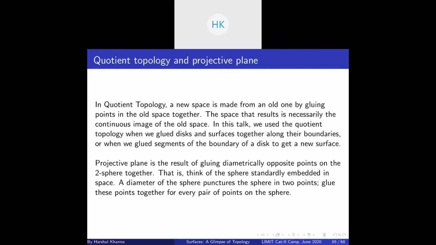Now, in this talk, we have used quotient topology many a times. When we glue disks and surfaces together along their boundaries, for example, we glued a disk to a Mobius strip. That's also a quotient topology. So a projective plane is the result of gluing diametrically opposite points on the two sphere together. Two sphere is essentially your normal sphere. If we glue diametrically opposite points on the two sphere, we get the projective plane.